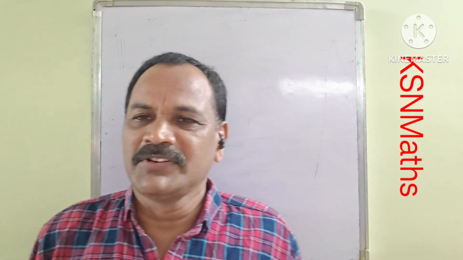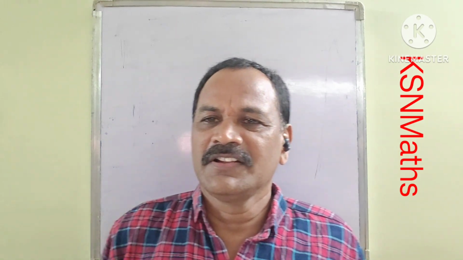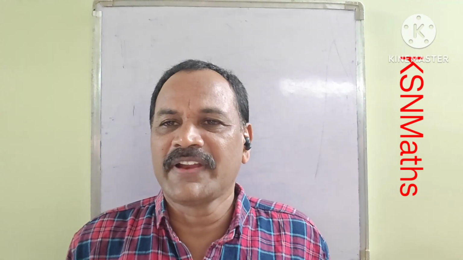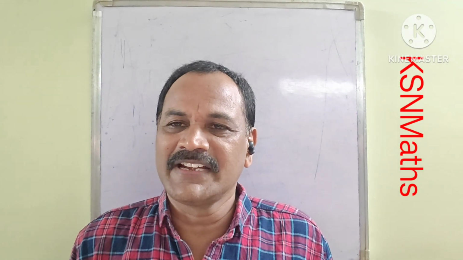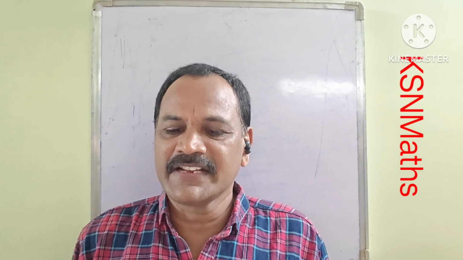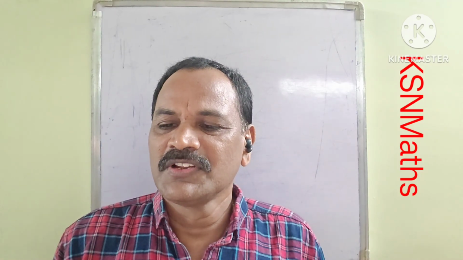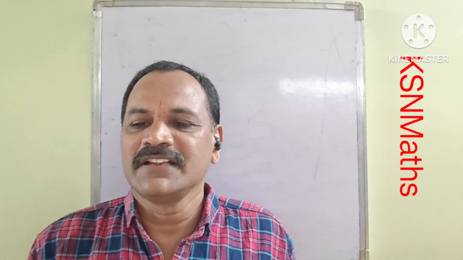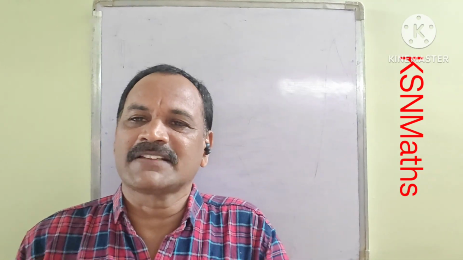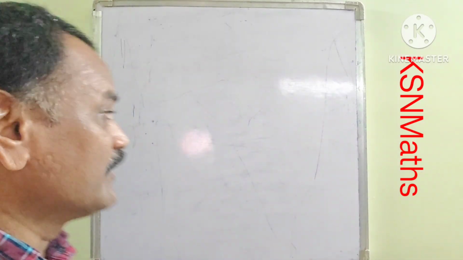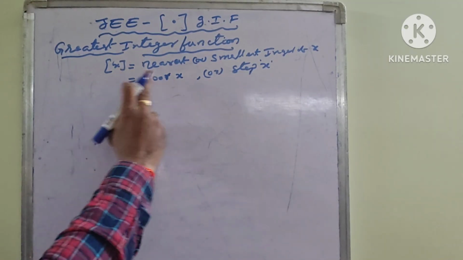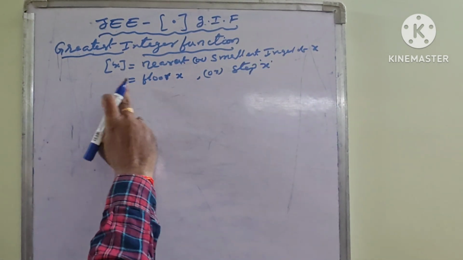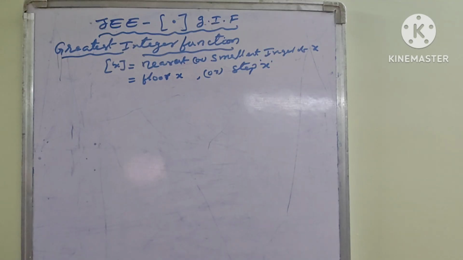Today we will discuss one JEE concept: the greatest integer function and the fractional part. So what is the greatest integer function? The greatest integer function is the nearest smaller integer of x, that is floor x or step x. So GIF is the integral part of x, the nearest smaller integer of x. The other names are floor x or step x.